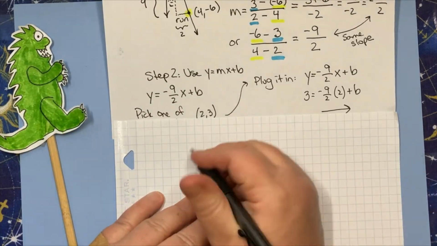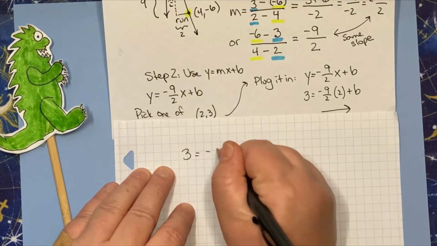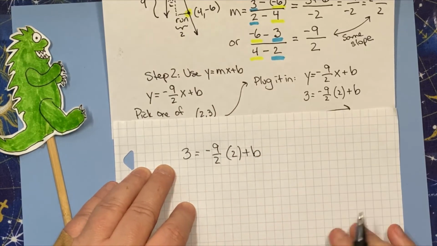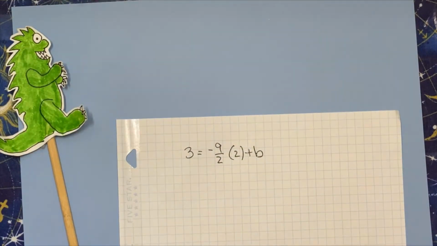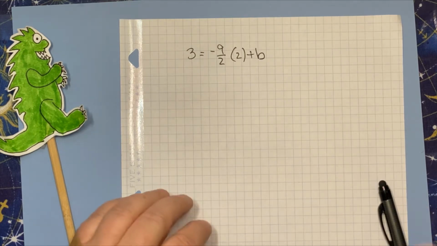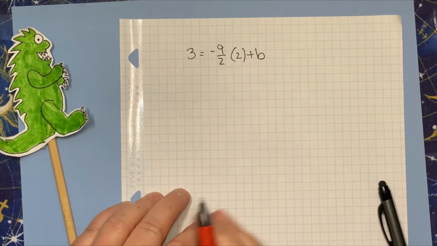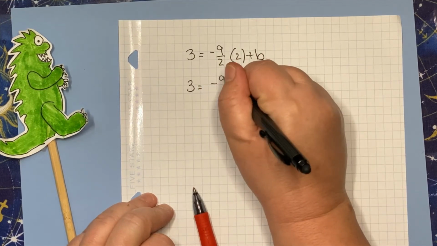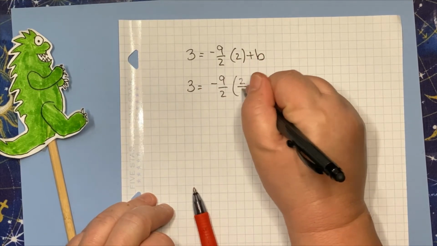So we've got 3 equals -9/2 times 2 plus b. We need to figure out what b is. Okay, this doesn't seem as hard as it could be. It's not my favorite thing in the world, because there is a fraction, but let me grab my red pen of destiny. The really great thing about this is, maybe I'll rewrite it. I know fractions can be a little bit intimidating some of the time.